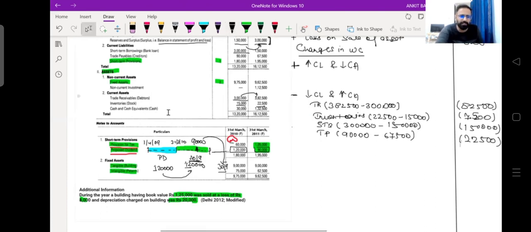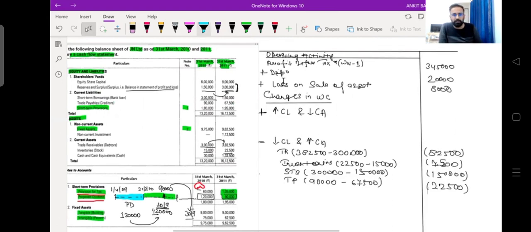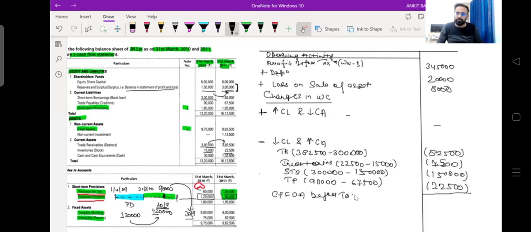So almost for operating activity, we have provided adjustment for all the transactions. Right. Now there is no transaction for increase in current liability or current assets. We will leave it blank. And now we will do the total here. It will be cash flow from operating activity before tax. Right. So I will do the total here.